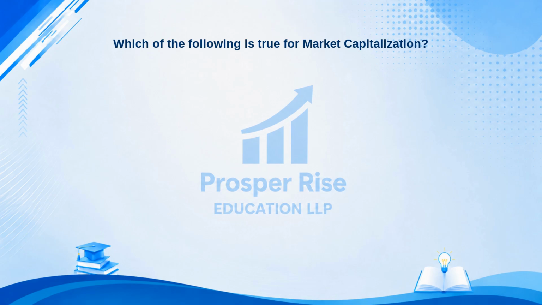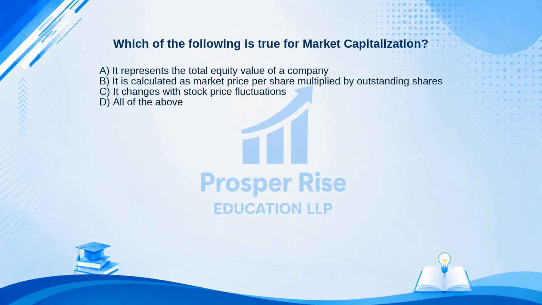Which of the following is true for market capitalization? Here are your options. A. It represents the total equity value of a company. B. It is calculated as market price per share multiplied by outstanding shares. C. It changes with stock price fluctuations. Or D. All of the above. Take a moment to pause the video and decide.